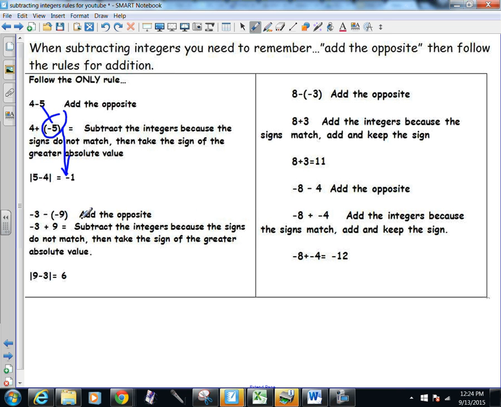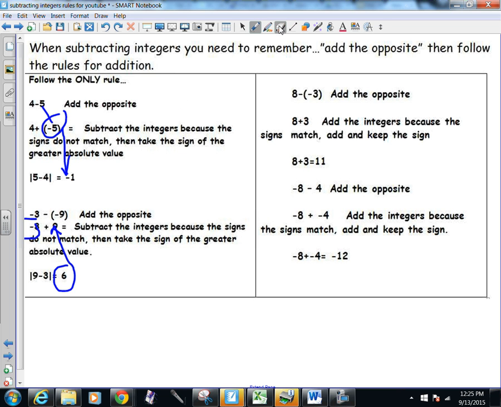Negative 3 minus negative 9. Add the opposite. I'm going to circle the first one and then add the opposite. The opposite of negative 9 is positive 9. My signs don't match. I subtract. 9 minus 3 is 6. This is a positive 6 because the 9 was positive.